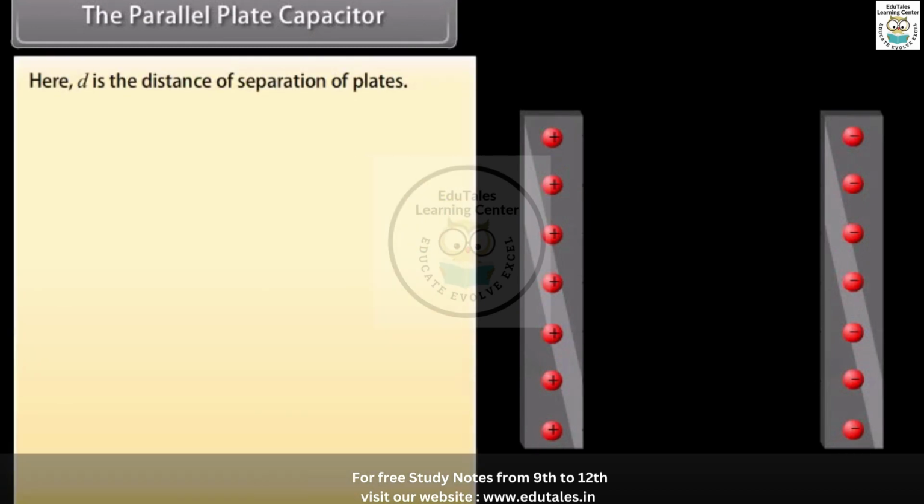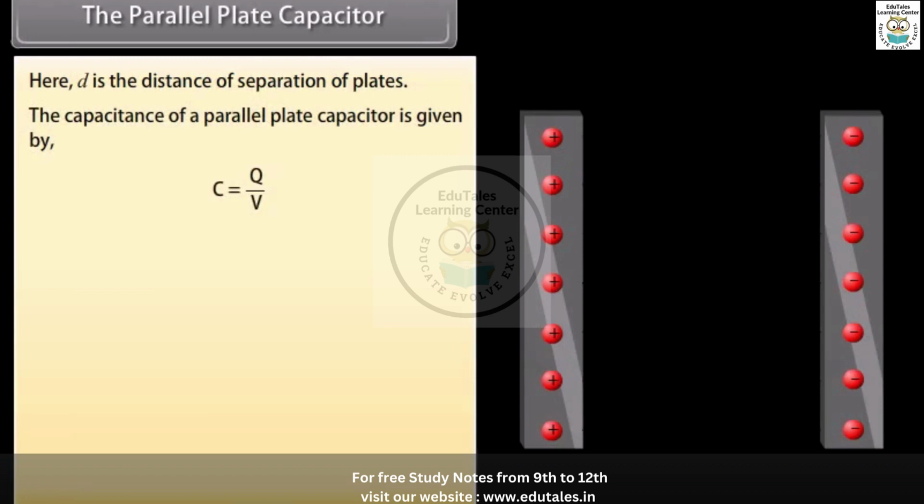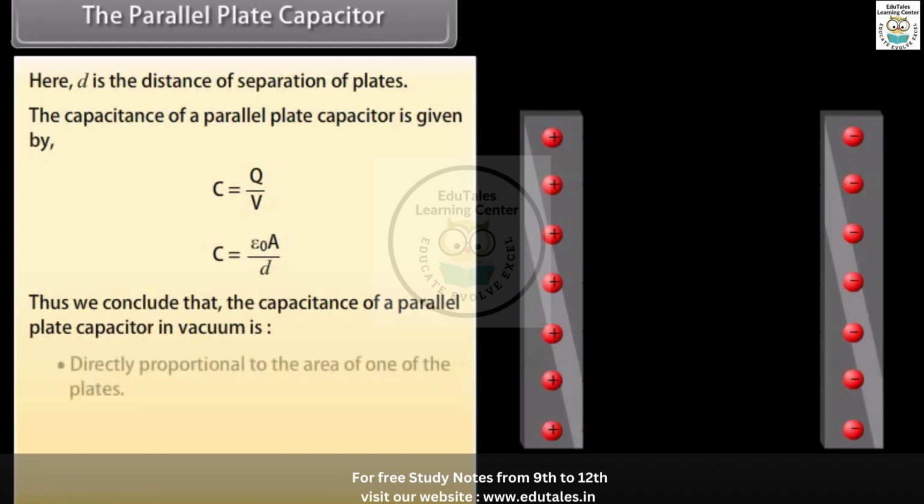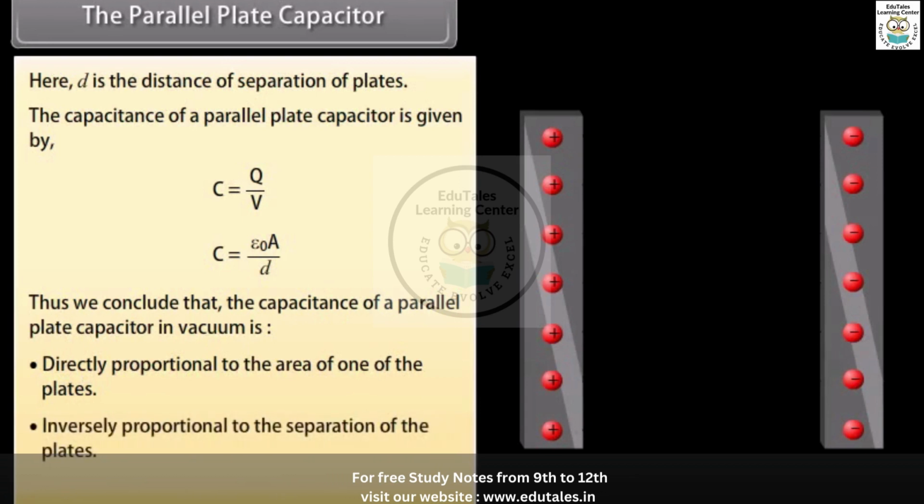Here, d is the distance of separation of plates. The capacitance of a parallel plate capacitor is equal to Q upon V, which is equal to epsilon naught A upon d. Thus, we conclude that the capacitance of a parallel plate capacitor in vacuum is directly proportional to the area of one of the plates, inversely proportional to the separation of the plates, and independent of the charge on the capacitor.